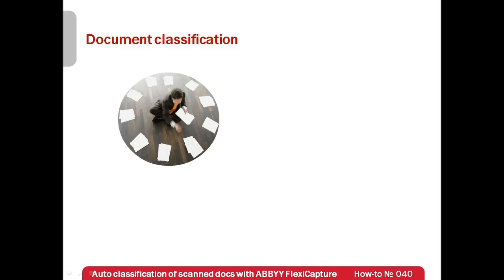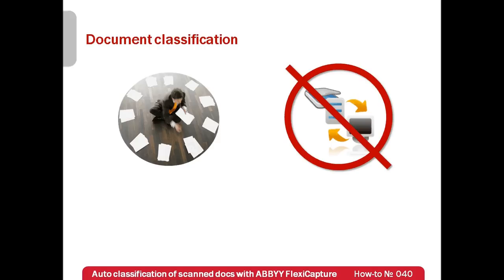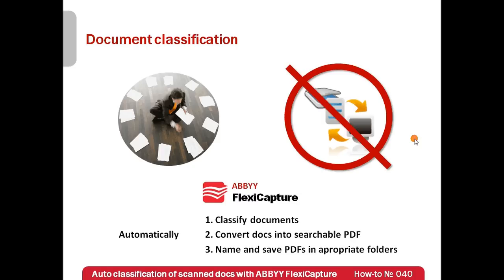However, very often documents are classified and sorted manually, and this process is so slow and expensive that some companies even refuse to create electronic archives. And here is some good news. ABBYY FlexiCapture, being configured once, can automatically classify, convert into searchable PDF, name and save documents in appropriate folders. That means that all an employee has to do is scan the documents.